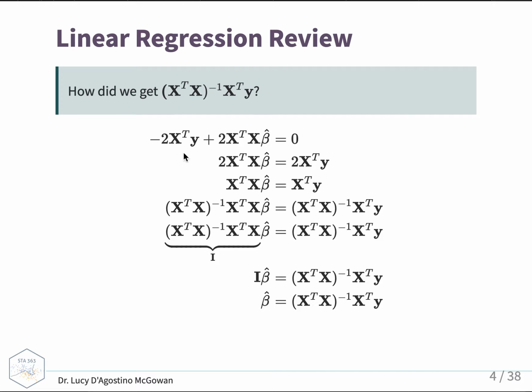So if you remember this very first step, what we did to get here is we took the derivative of that residual sum of squares, and then we set that derivative equal to 0, because that's how we minimize something. And then we solved all of these equations down until we got to beta hat.